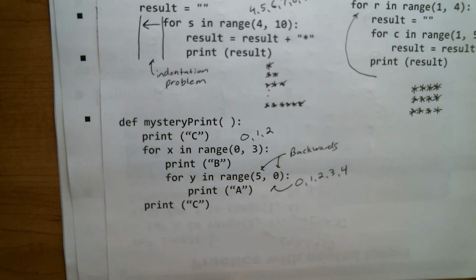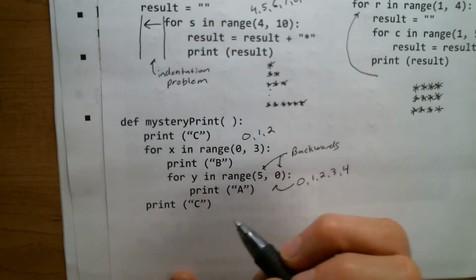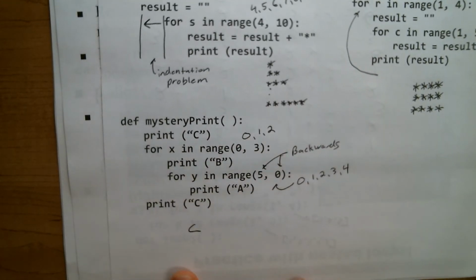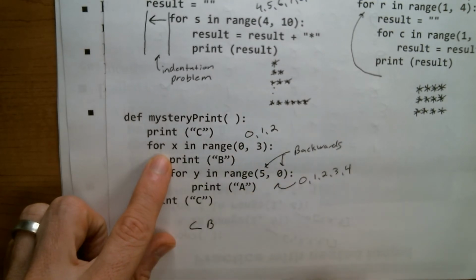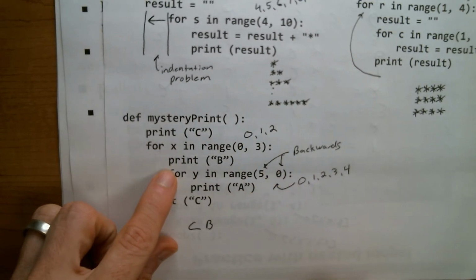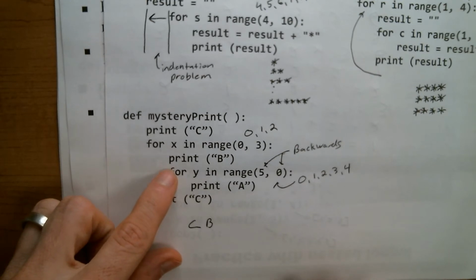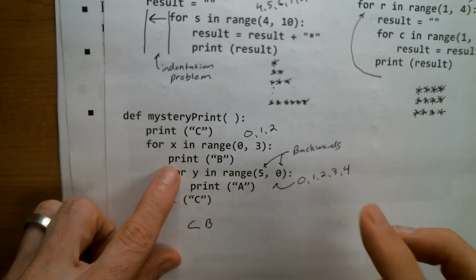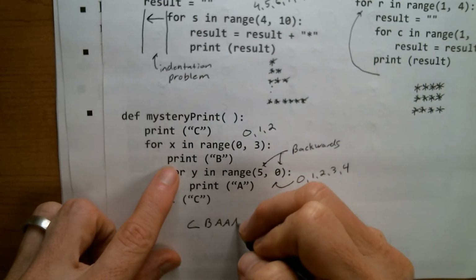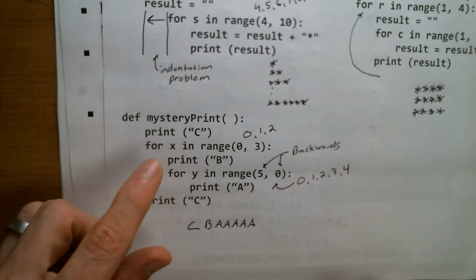All right. Now, as far as what this is doing, it's basically starting by printing a C. All right, so at the start, it's going to print a C. That's the first letter that it prints, and that's not part of a loop or anything. Then it's going to print the B. Then it's going to go inside of this loop and print 1, 2, 3, 4, 5 A's. So 1, 2, 3, 4, 5 A's.